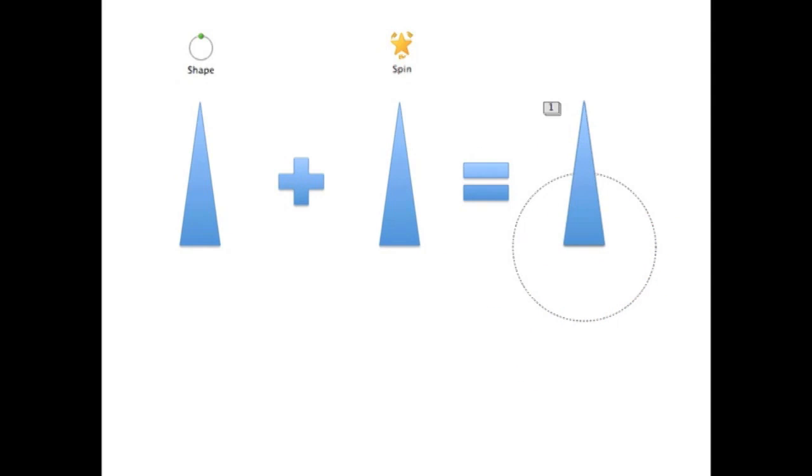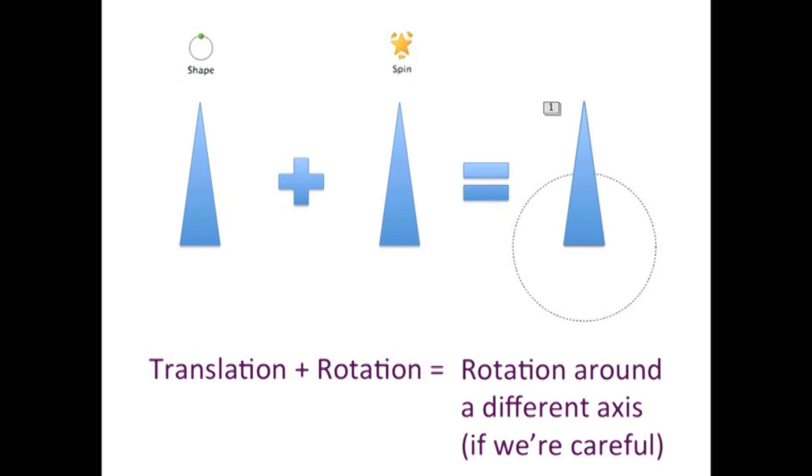By carefully combining a circular translation path and rotation around one axis, we can make an object rotate around a different axis, which is a neat trick both in physics and in PowerPoint.